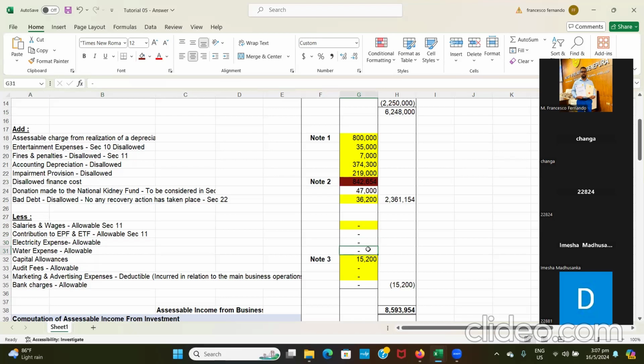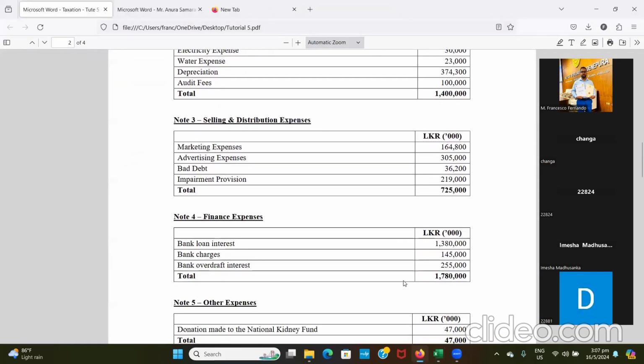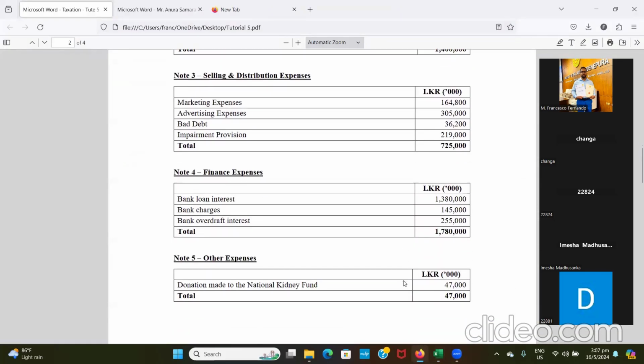Then capital allowances. So I think you can remember it. The capital allowances we have calculated from the previous note, right? So then that is done. If we move forward, here I think we have taken everything.